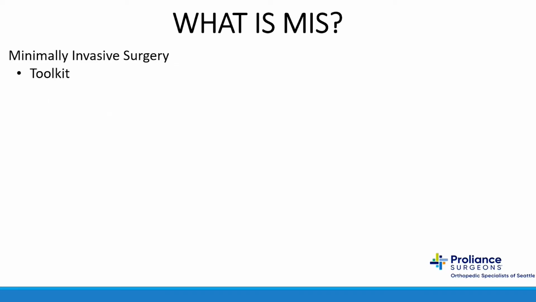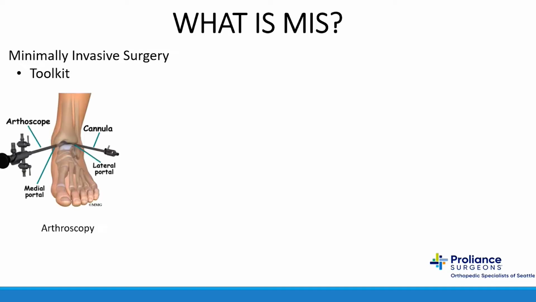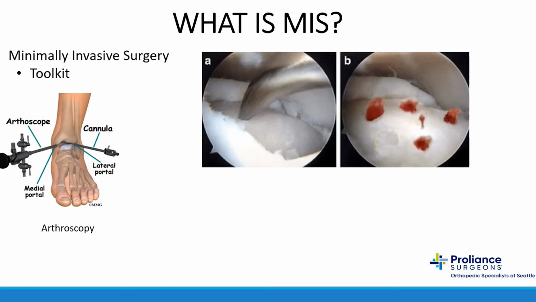So how do I perform minimally invasive surgery? There are two main tools in my MIS toolkit, so to speak. The first is arthroscopy, basically a fancy word for camera. The arthroscope is a special camera that we can use to look inside small spaces in the body, for example, the ankle joint. We're able to introduce this camera through a pretty small incision, on the order of about 5 millimeters.